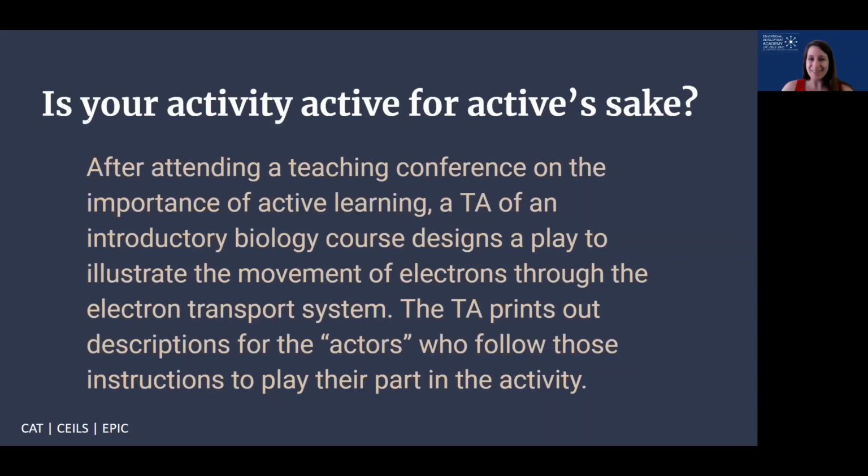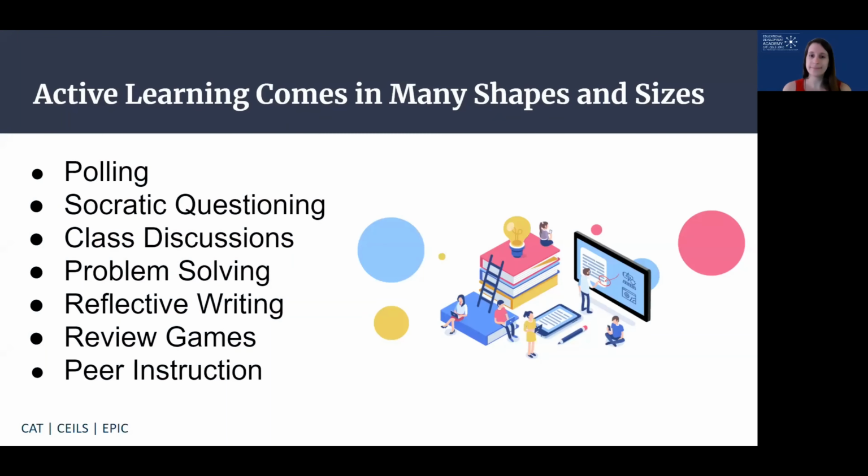One way to make this a little better, and make this more of a genuine active learning activity that's learner-centered, is to have the students create the play or the descriptions for the different actors within the electron transport system and have them act it out. So that gives them a chance to really think about how these players integrate and work together.